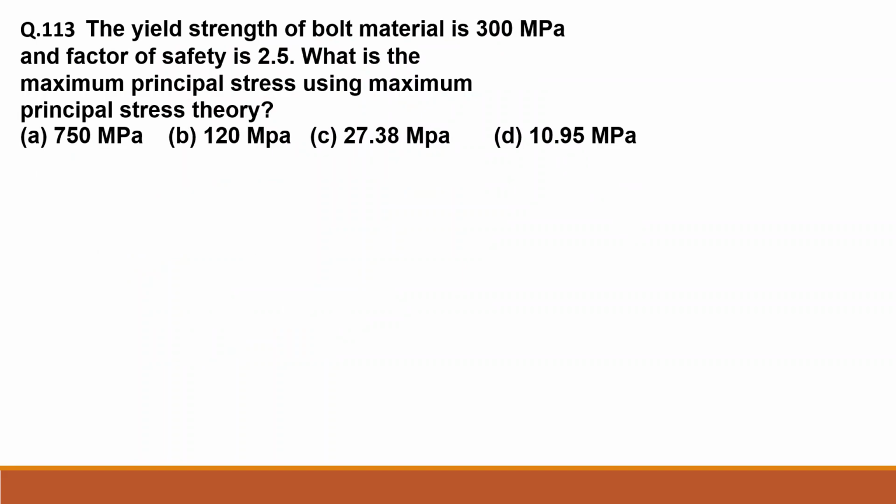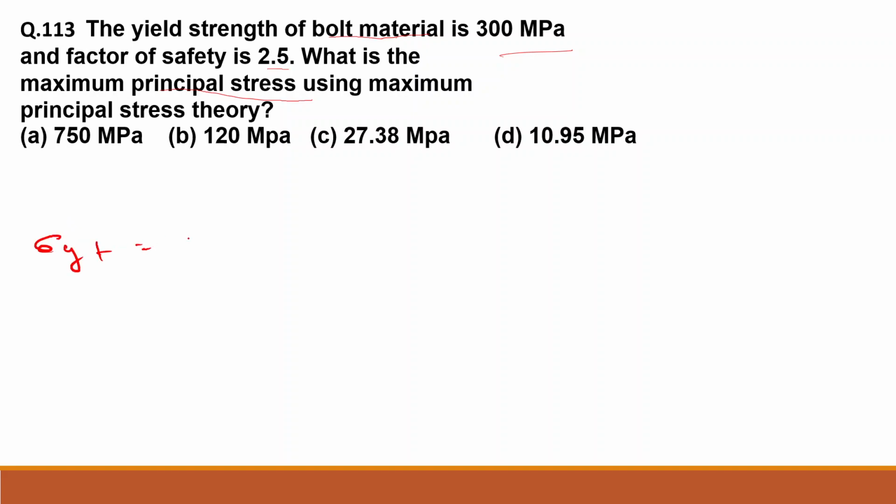Moving to the next question on the screen: the yield strength of a bolt material is 300 megapascal, and the factor of safety is 2.5. What is the maximum principal stress using the maximum principal shear stress theory? I will write here the given data.